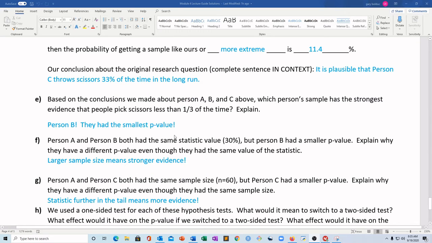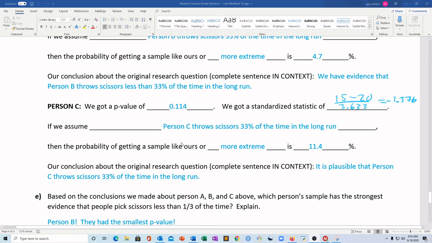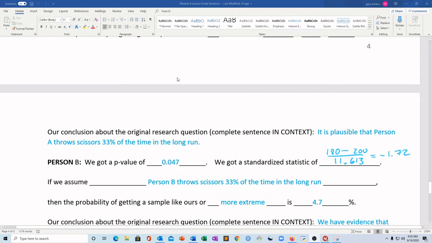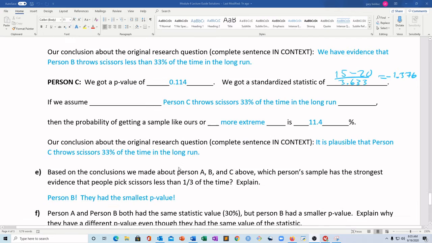So for E, based on our conclusions, who had the strongest evidence? Person B had the strongest evidence. They're the only one that we said we support the alternative, so that's one clue. The other one is just look at the p-value. 0.11, 0.04, 0.4. This is the smallest, so that means the strongest.